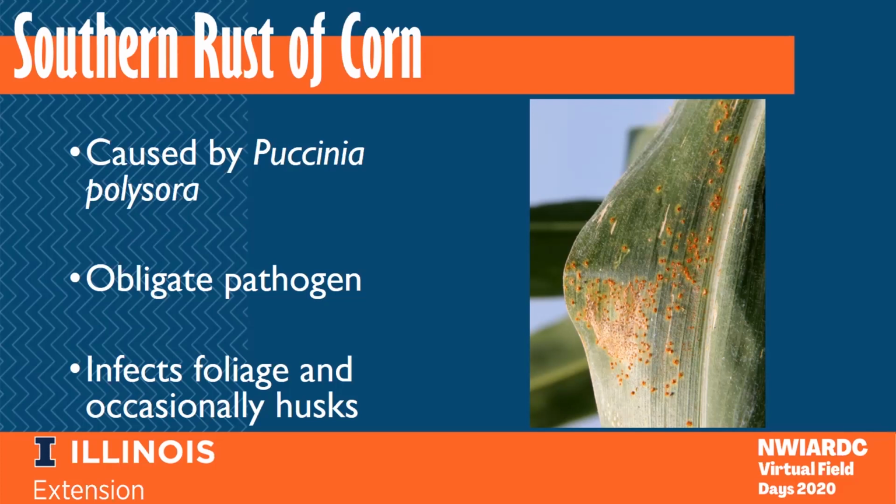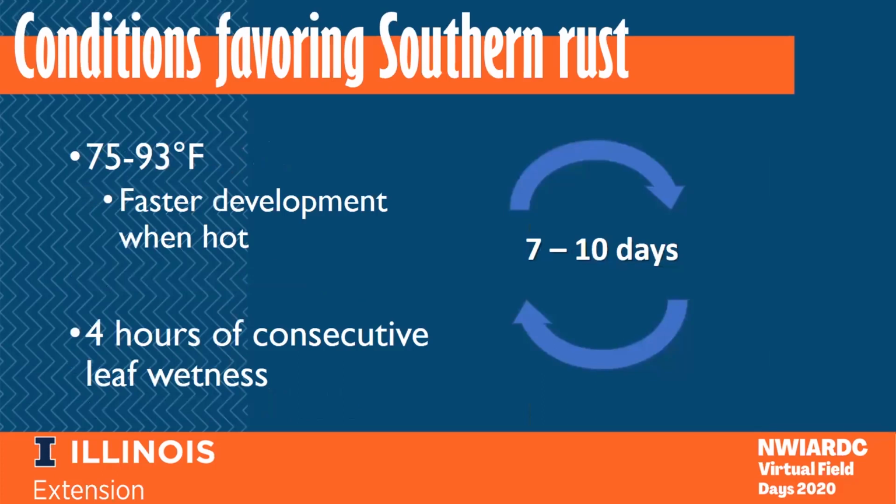So southern rust is going to be found on your foliage, on the leaves. Occasionally, you'll see it on the husks and even the stalks of corn plants. Now, remember, just because you see something growing on the stalk does not mean it causes a stalk rot. It's just growing on that green tissue. It's not going to be actually rotting your stalks.